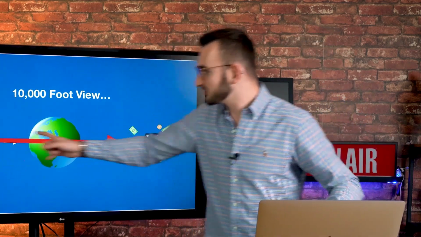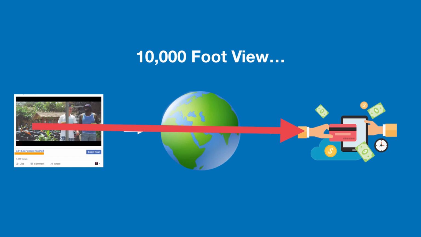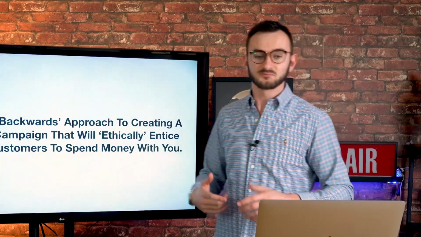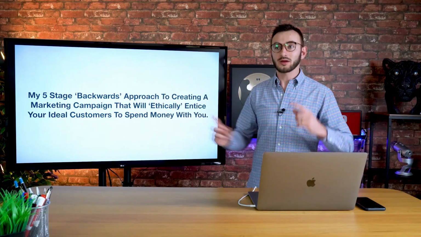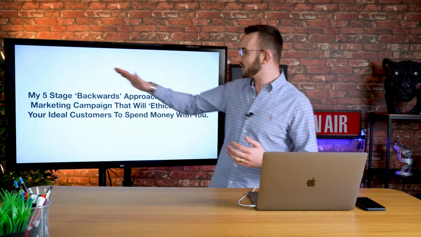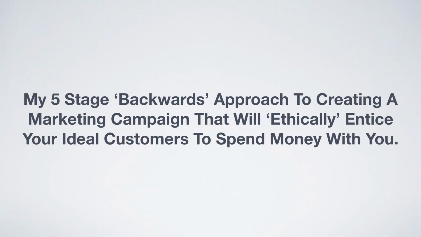And we think that it goes in this direction. We think that it's a case of, all right, we go drive traffic and then everything happens in this order. And although that is actually the order in which it happens, we need to think about it differently. We have to think about it backwards. I've got this process that I call my 5-stage backwards approach to creating a marketing campaign that will ethically entice your ideal customers to spend money with you. And it looks like this, okay?